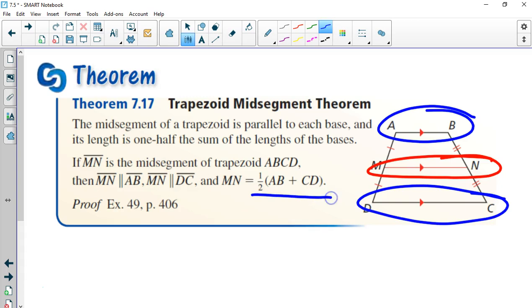And that's where this formula comes in. It can be written like that, or it can be written like this. AB plus CD divided by 2. Multiply by a half and divide by 2 are the same thing.